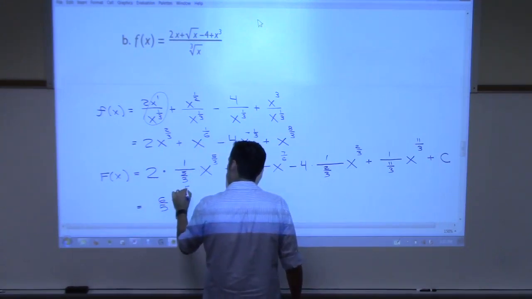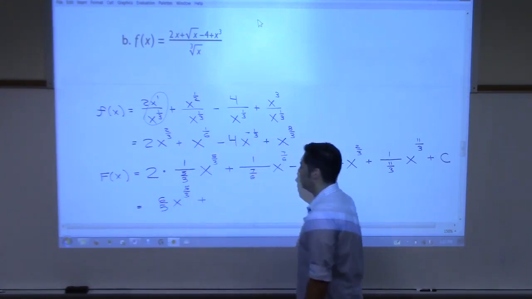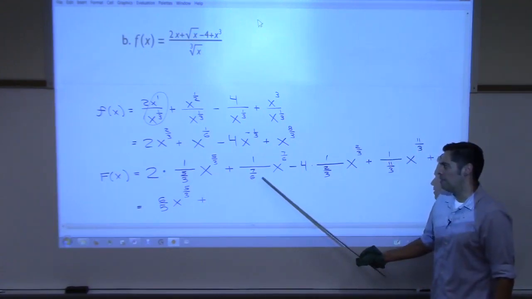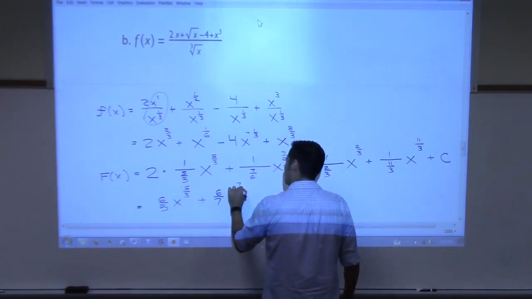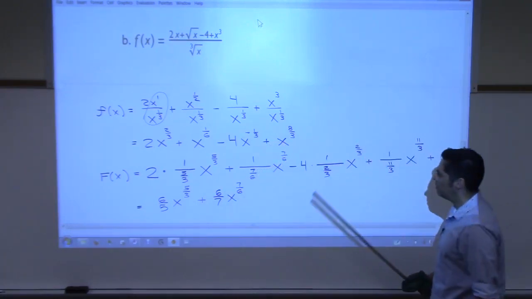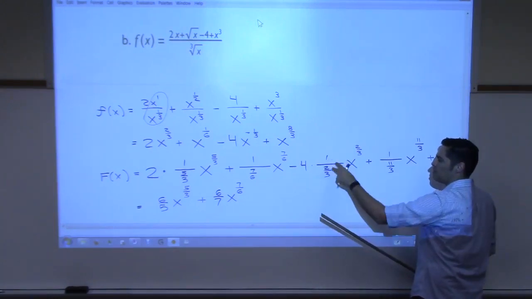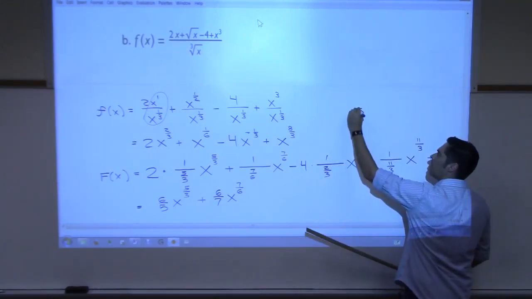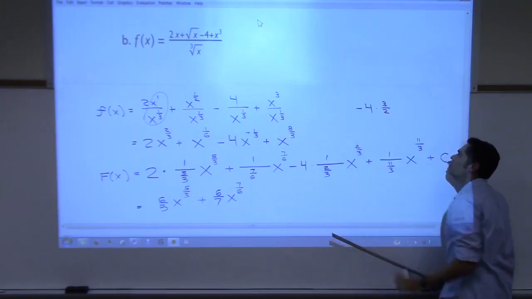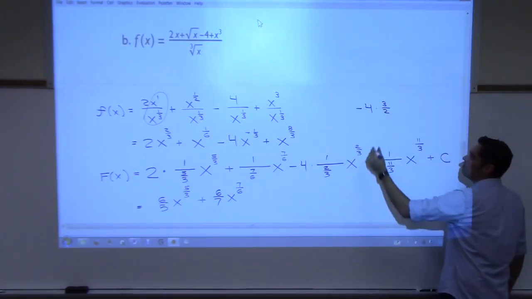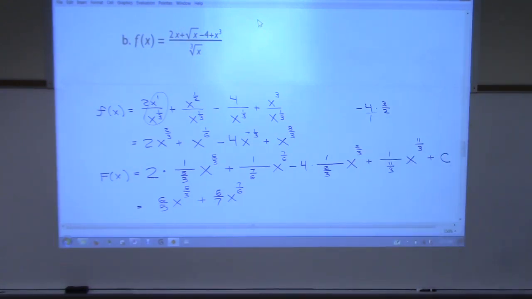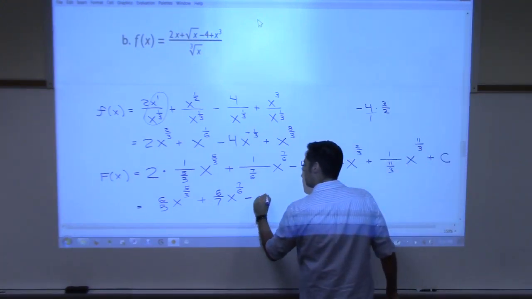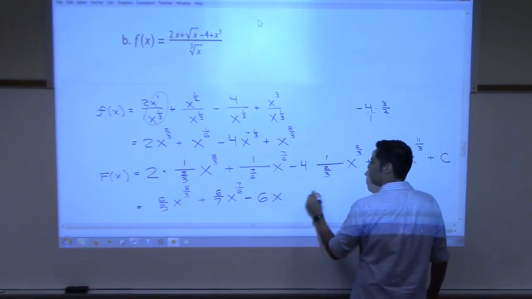x to the 5/3 plus, all right, I just have to flip this one, right? That's pretty clean. 6/7 x to the 7/6. This one, when I flip it, it becomes 3/2, right? So I'm going to be doing negative 4 times 3 over 2. There's multiple ways you can look at this. If I look at that as 4 over 1, I just multiply straight across. I would get 12 over 2, wouldn't I? Which is 6. So it would be minus 6x to the 2/3.